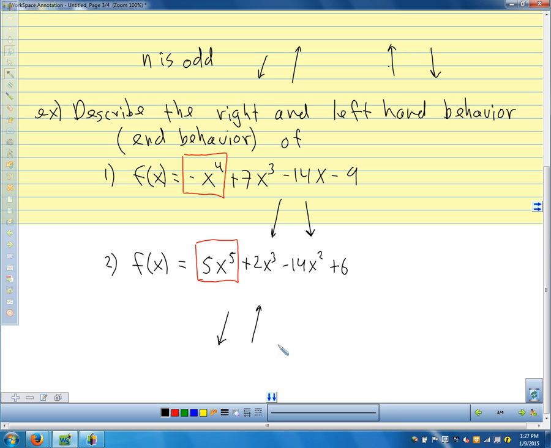It could do all kinds of crazy stuff in between. It could move all around. We don't really care what it does. But eventually, it's going to go down on this side and up on that side. For this question, we're not interested in what happens in between. We'll talk about that in just a second. The right and left-hand behavior just means what happens eventually. All right, we good there?